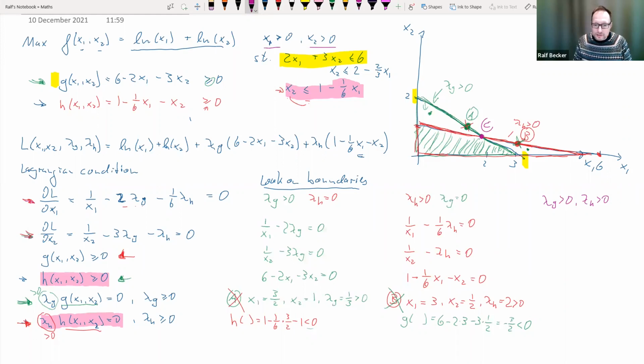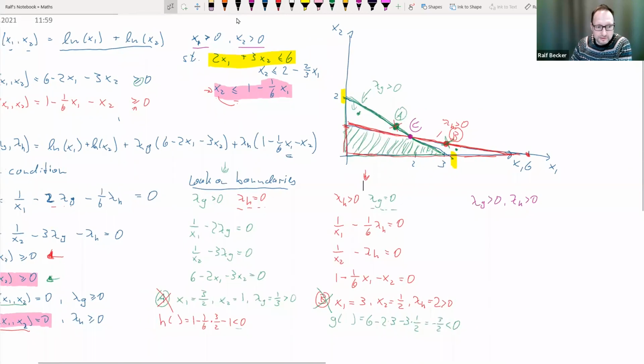But here, when we looked at these two cases, I always said either lambda h to be equal to 0 or lambda g to be equal to 0. So implicitly, when we looked at this version here, I said look at the green line, but not at that point C. And when we looked at this case, I basically said look at the red line, but for the time being not at point C, because I said lambda g equal to 0. So let's look for the point where lambda g and lambda h are both larger than 0.